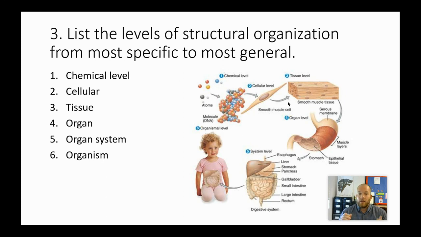So these are the levels you need to know for the quiz, though. If you want to put it that way, this is what you need to know for the quiz. You need to know that it starts at chemical level, and then it moves up to cells, and then cells move up to tissues, tissues to organ, organ to organ system, organ systems to organism.